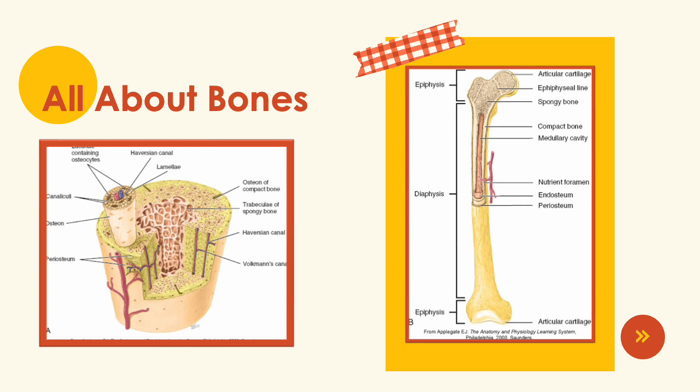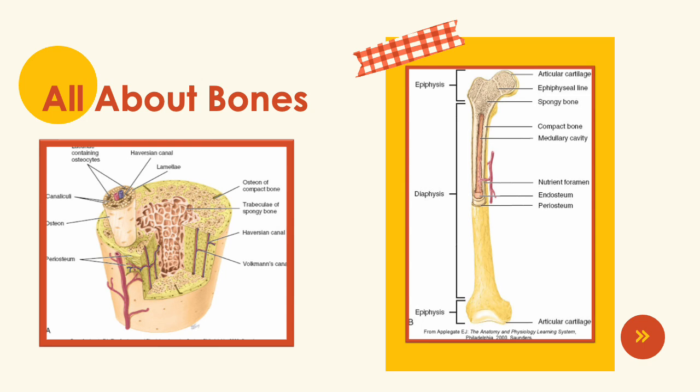Here's our review on our bones. Just note that there are so many types of bones in our body. We have long bones, short bones, flat bones, irregular bones. All of these bones, of course, help support the body structure.